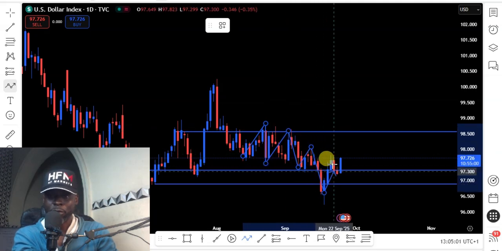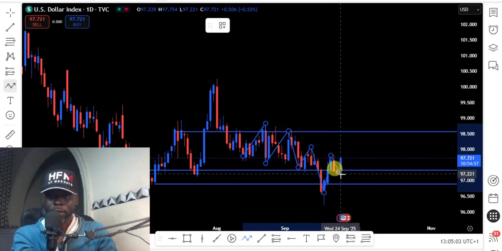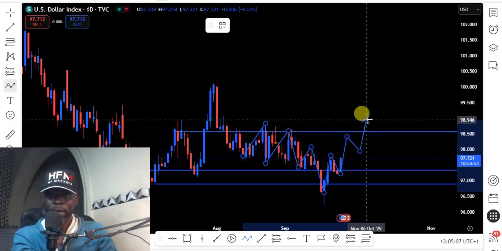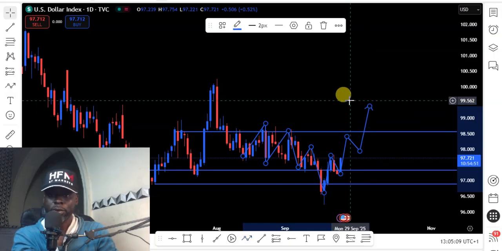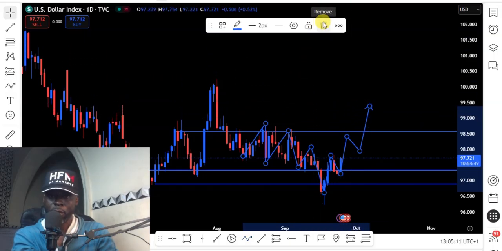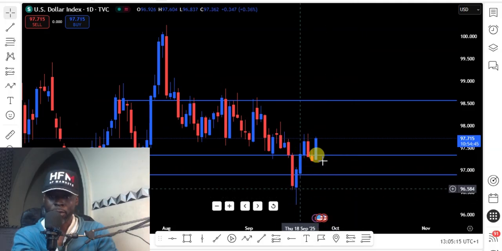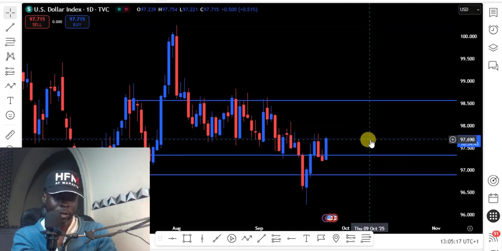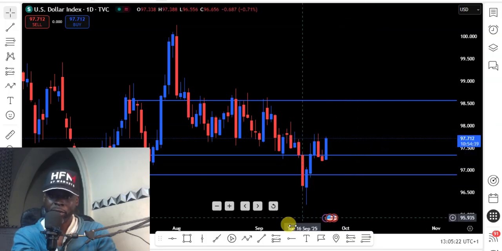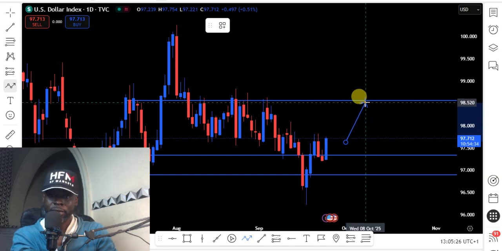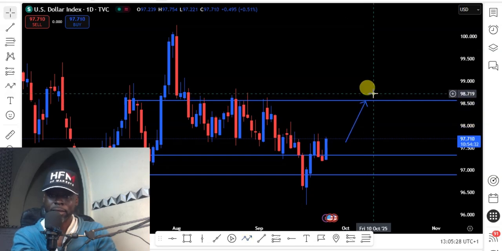What we expect now is for price to break this high. Then we'll start looking for a possible buying opportunity to the upside. So the dollar index remains bullish for us this week. Because of this lower low and higher low, we can start looking for a possible buying opportunity for the dollar index this week. Our first target for the buy, we expect price to move to this next resistance level for the dollar index.